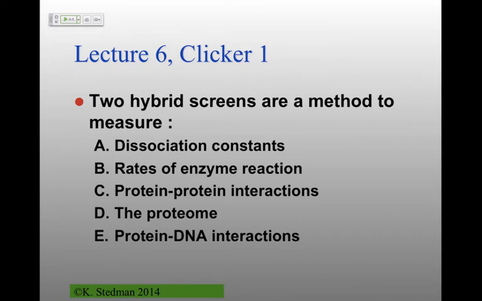So today's first clicker question: two hybrid screens are a method to measure dissociation constants, rates of enzyme reaction, protein-protein interactions, the proteome, or protein-DNA interactions.